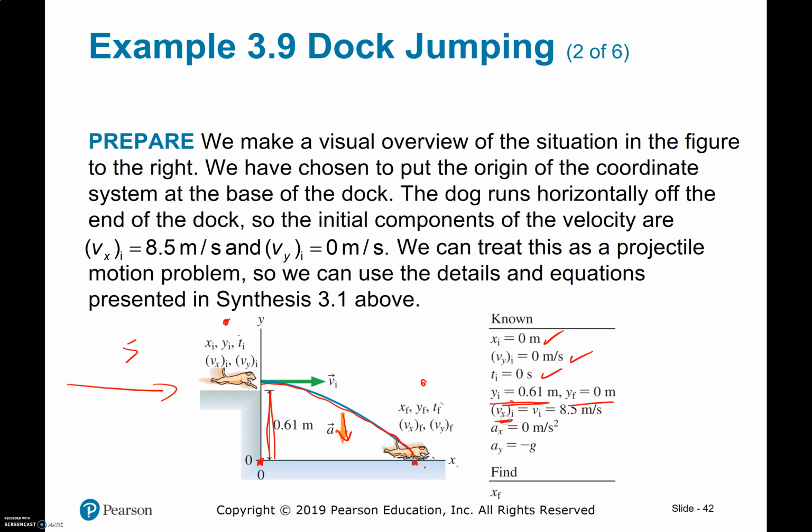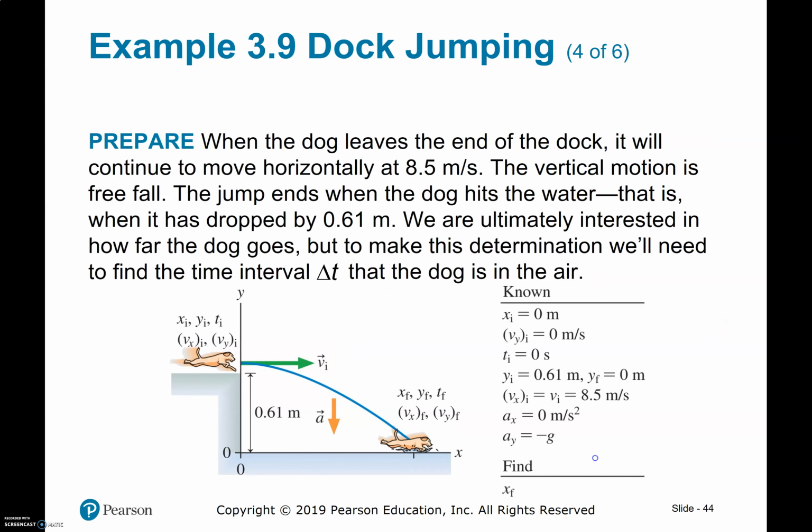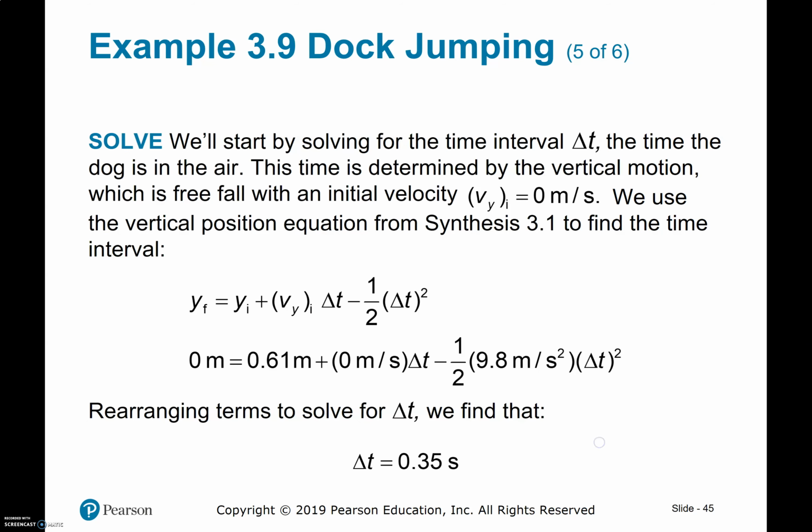The initial velocity in x, which is equal to vi, is 8.5 meters per second. There's no acceleration in the x-axis, and the acceleration in the y-axis is minus g. What do we want to find? The range, which is this distance here, which is also xf. That's what we want to find. So how do we find that? Well, we have everything we need to know here. We have our picture, so we just need to look at our 5 equations and see how to do this, right?